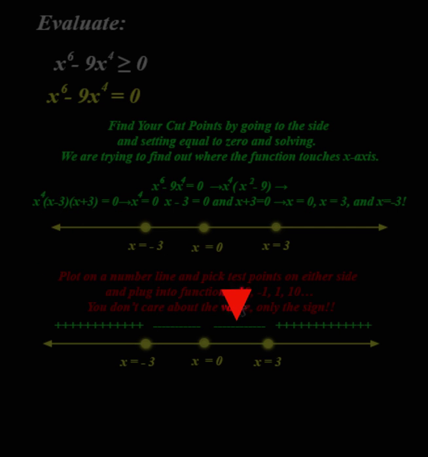1 minus 3 is negative. 1 plus 3 is positive. Negative times a positive gives me a negative. That's why I have these negative signs. Then plug in a 10. 10 minus 3 is positive. 10 plus 3 is positive.